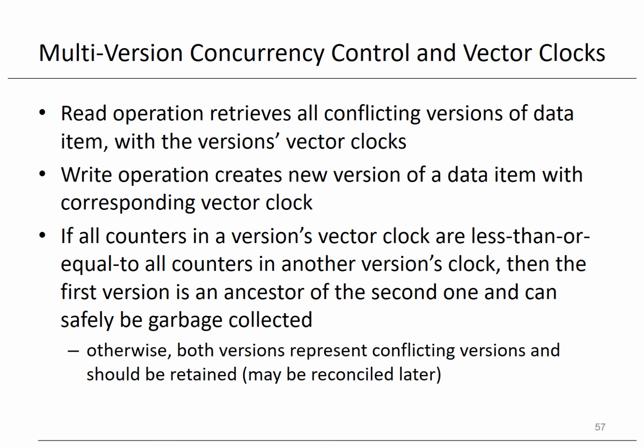A read operation retrieves all conflicting versions of a data item, with the versions' vector clocks. A write operation creates a new version of a data item with a corresponding vector clock. If all counters in a version's vector clock are less than or equal to all counters in another version's clock, then the first version is an ancestor of the second one and can safely be garbage collected. Otherwise, both versions represent conflicting versions and should be retained. They may be reconciled afterward.